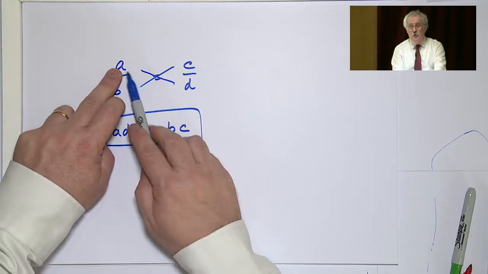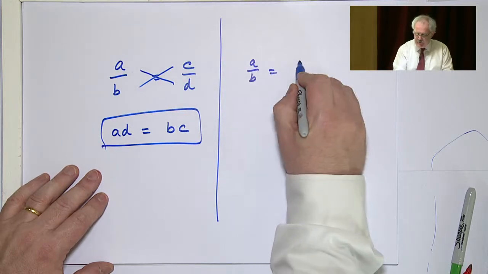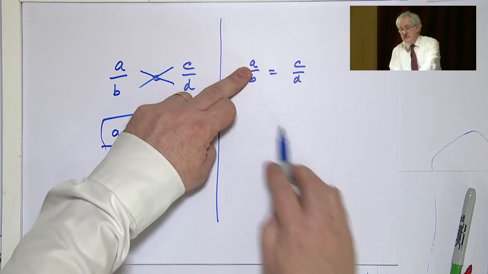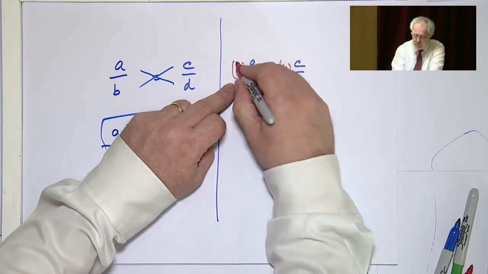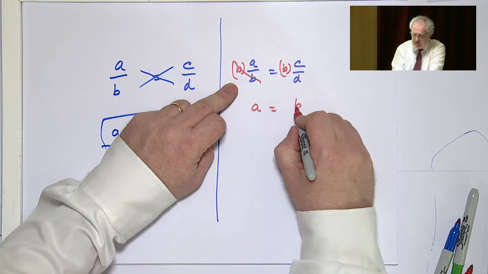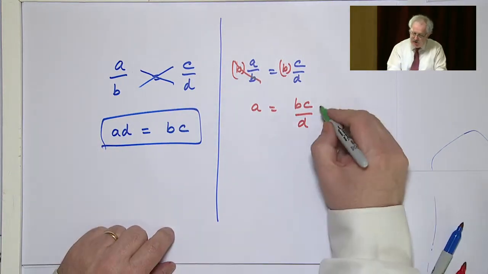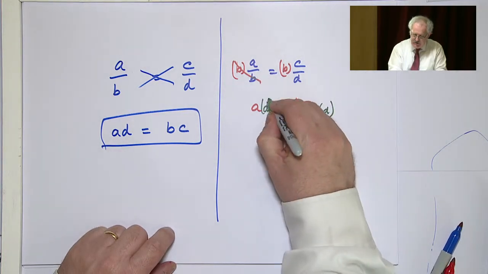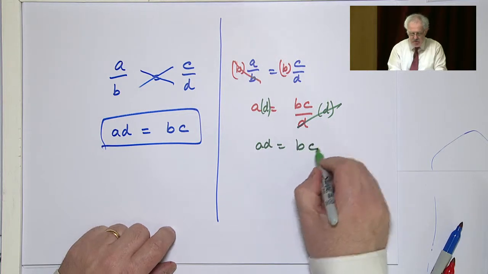But even if you didn't, you could prove it by saying, well, how could I get A on its own? A over B is equal to C over D. I want A on its own here, so I'm going to multiply by B. That gives me A is equal to BC over D. I don't want D on this side. I'm going to multiply by D, and I get AD is equal to BC.